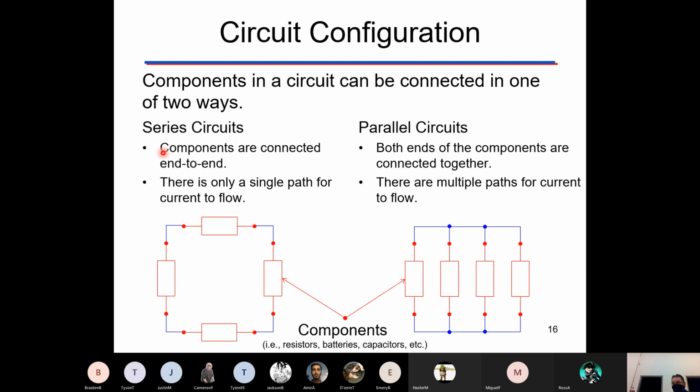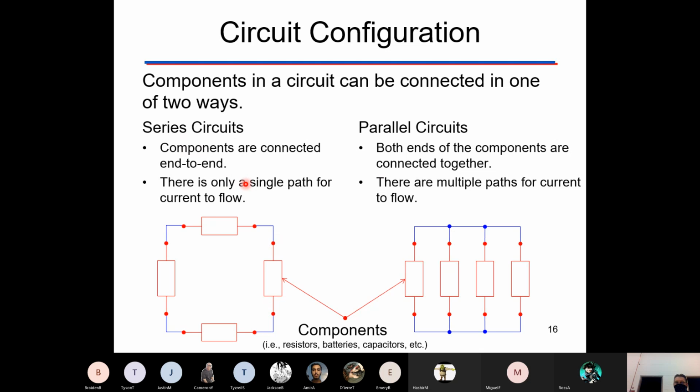Series circuits have components that are connected end to end. So one end is connected to the end of the next component. This component's end right here is connected to this component's end. This component's end is connected to this component's end.